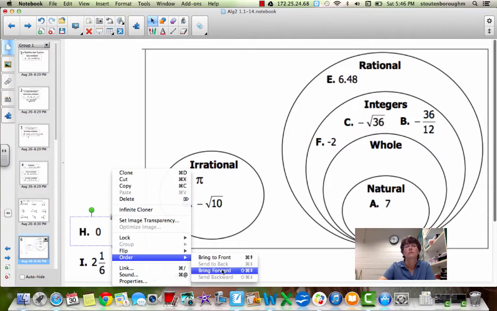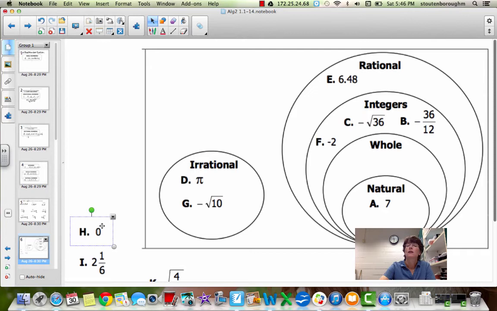I'm going to bring forward here because I don't think I have that done. It's one step up. So what's the difference between natural and whole numbers? Is that 0? I, it's a fraction, so that's going to go into our irrational category.